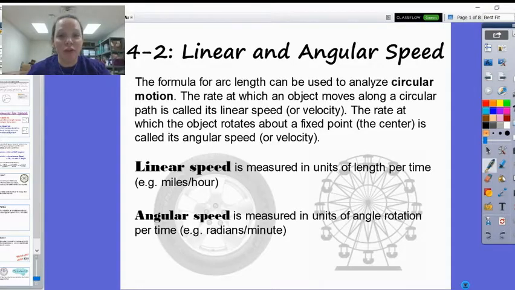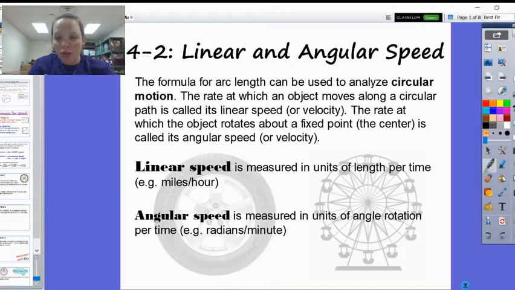The formula you just learned for arc length can be used to calculate something called a linear speed. Linear speed is measured in units of length per time, so something like miles per hour. You can also use the speed that an object is going around a circle to calculate its angular speed, and that is measured in units of angle rotation per amount of time, so something like radians per minute or degrees per second. So those are the two things that we're going to be discussing today.